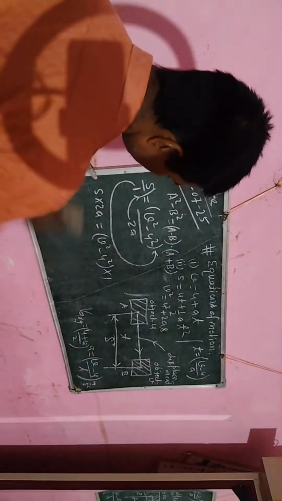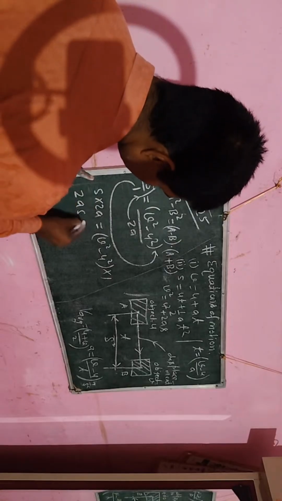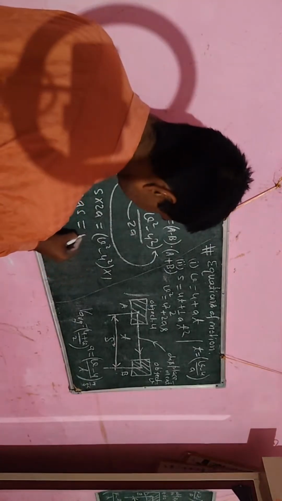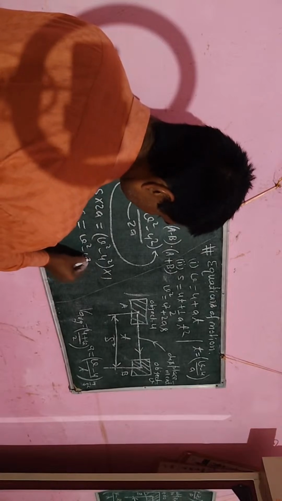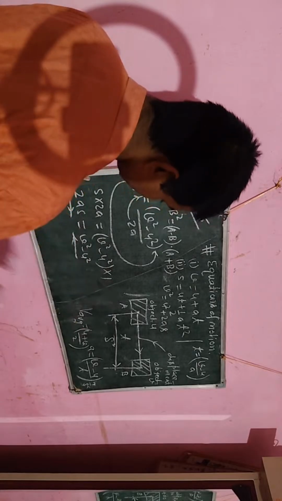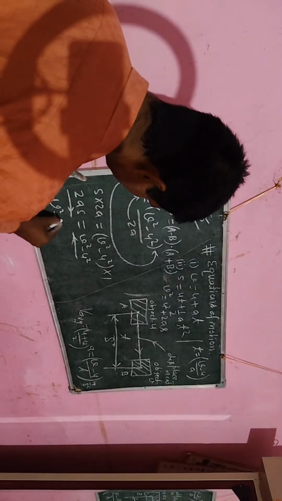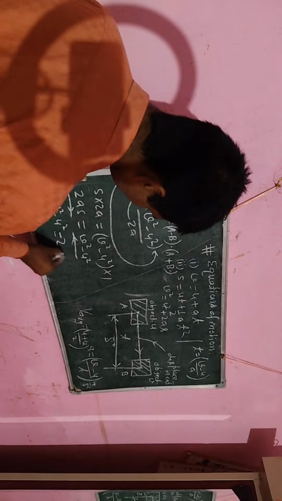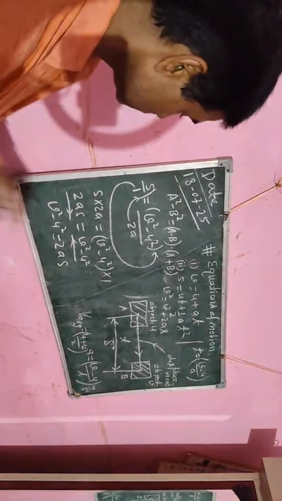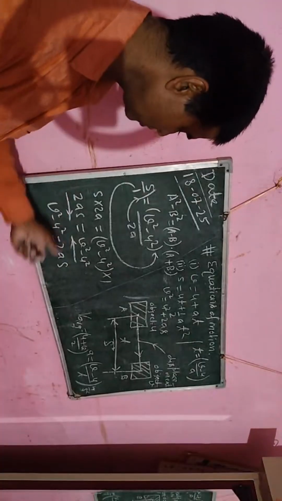Okay students, so further I will write 2a into s, so I will write 2as here, and any number which is multiplied with 1 gives the same number, that is v square minus u square. So the left hand side data I will put in the right hand side and the right hand side data in the left hand side, so there will be no change in my solution. So I will write v square minus u square, which is equal to 2as.